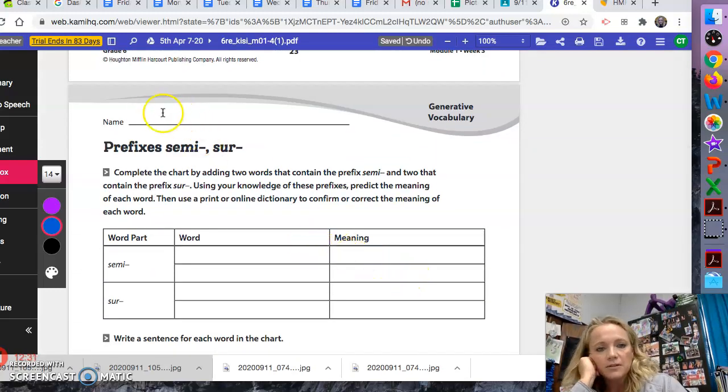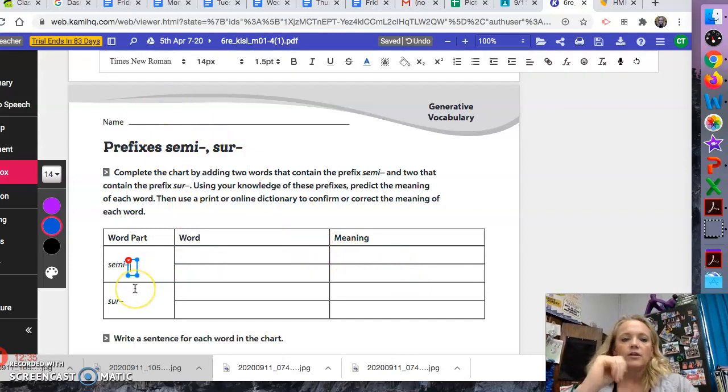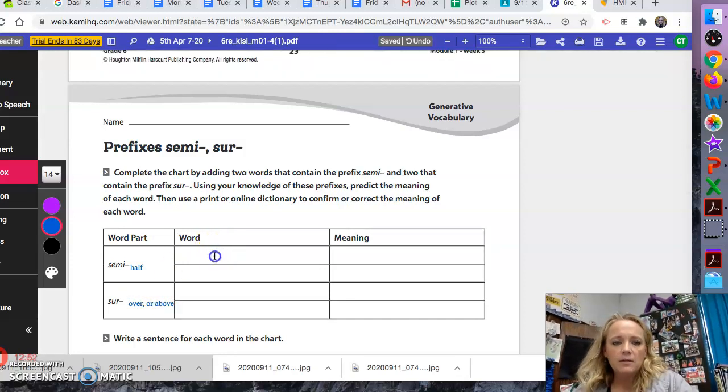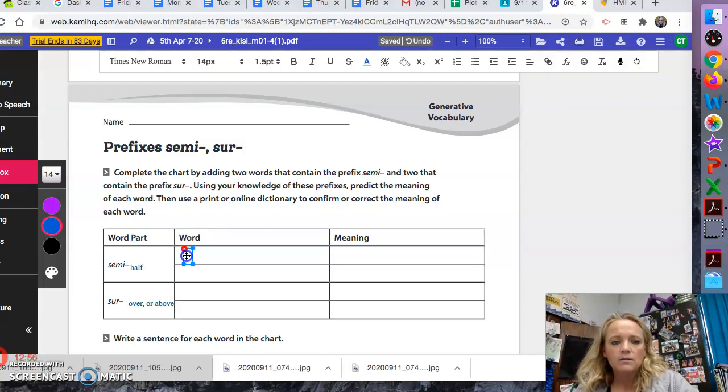The other part of your assignment is to fill in this chart. I need you to make a text box that gives a definition of semi. It means half. Make another one for the definition of sir. It means over or above. And we came up with a couple examples of words.